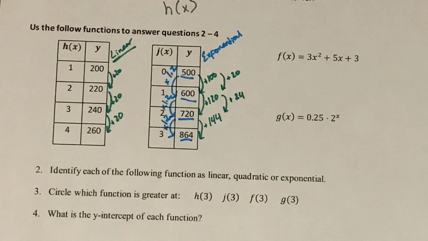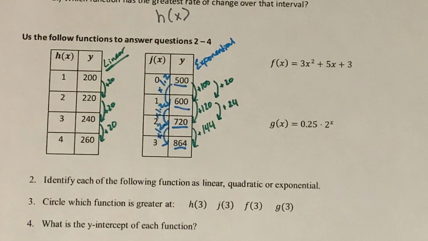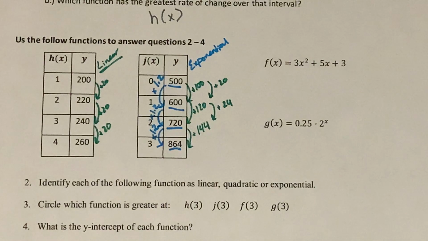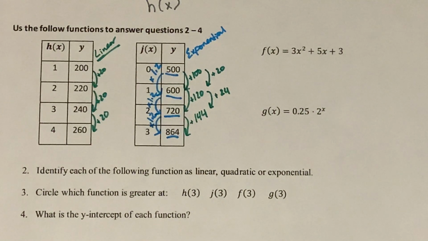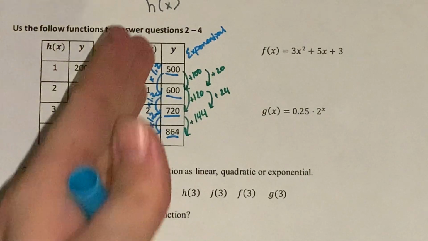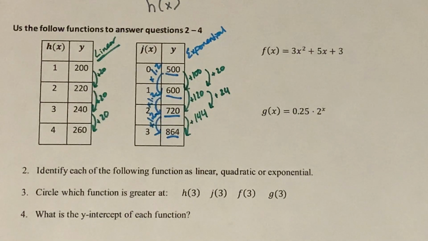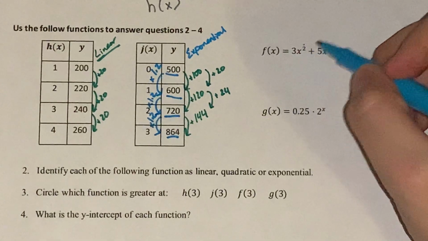All right, now looking on to f of x, we have a little different situation here. We have a function instead of a table. We just have the function. Now you could plug this into your calculator and make yourself a table and do what we just did for the first two. But there are key characteristics of any function that determine what kind of function it is. So for this one, I noticed that I have an exponent of 2.